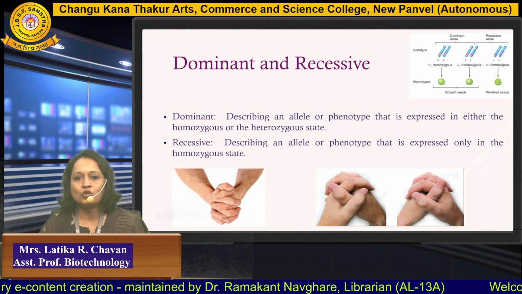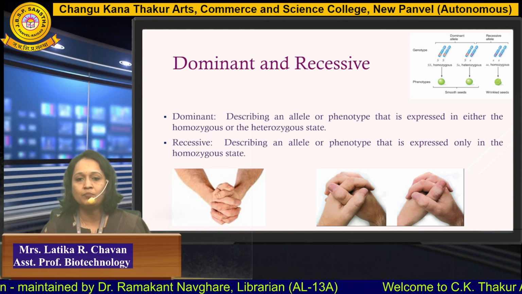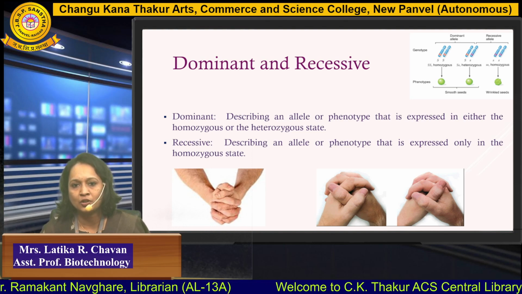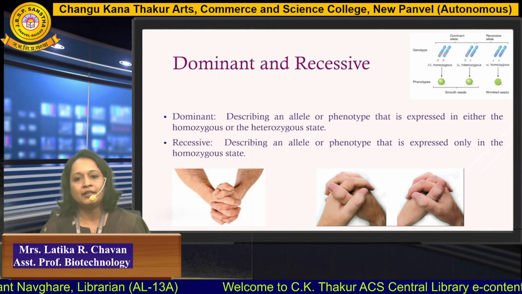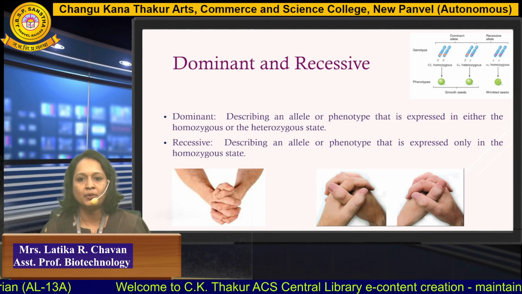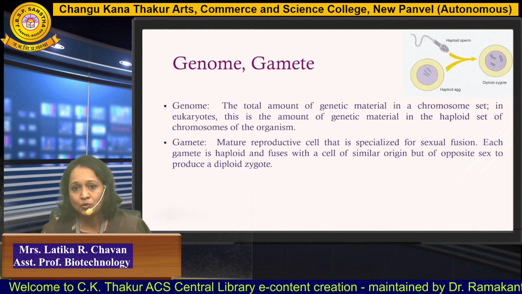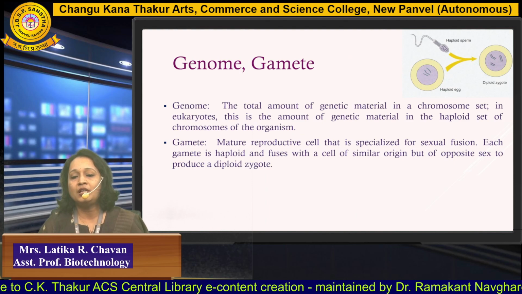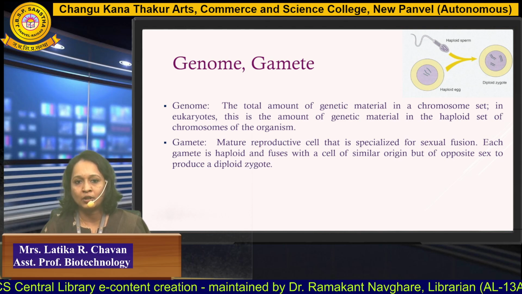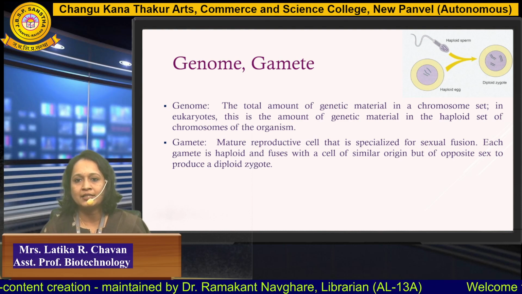So dominant is always expressed in a homozygous as well as in a heterozygous condition. Why? Because a single dominant allele is sufficient to mask or suppress the expression of the recessive allele. The recessive allele will get expressed only in the absence of the dominant allele. So that's why your combination has to be homozygous. Next concept is genome and gamete. Genome is the total amount of genetic material which is present in a single cell or in a whole organism, and a gamete is a mature reproductive cell that is specialized for sexual fusion.